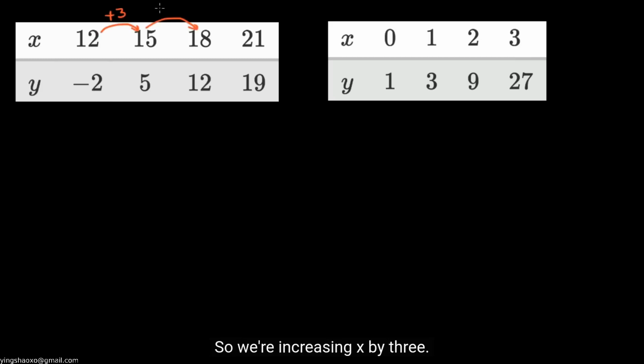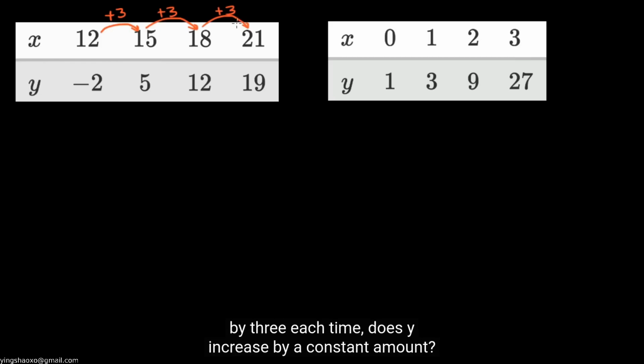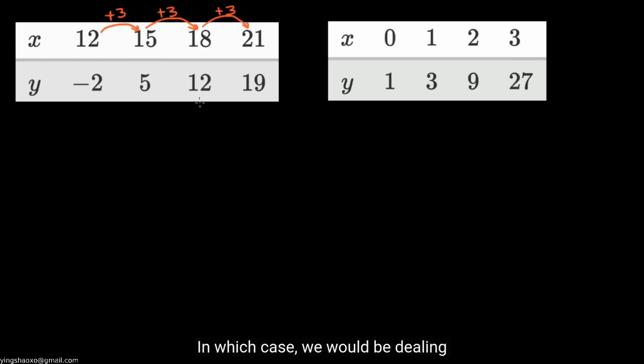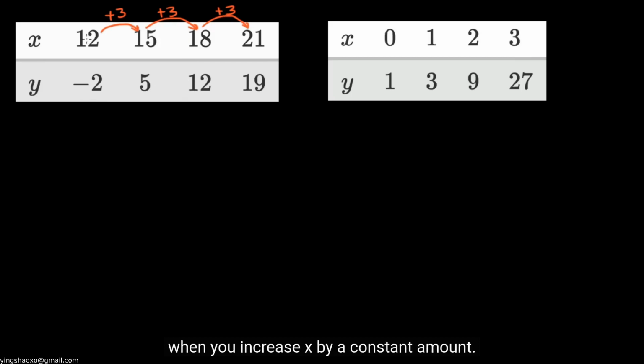So we're increasing x by 3. Given that we are increasing x by a constant amount, by 3 each time, does y increase by a constant amount, in which case we would be dealing with a linear relationship? Or is there a constant ratio between successive terms when you increase x by a constant amount, in which case we would be dealing with an exponential relationship?